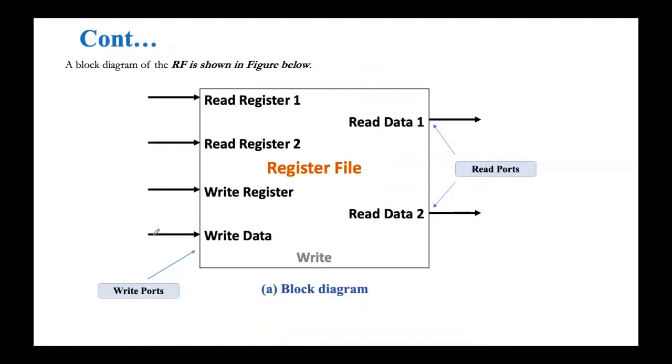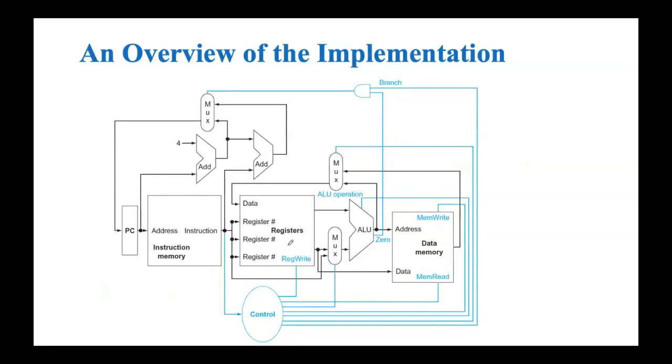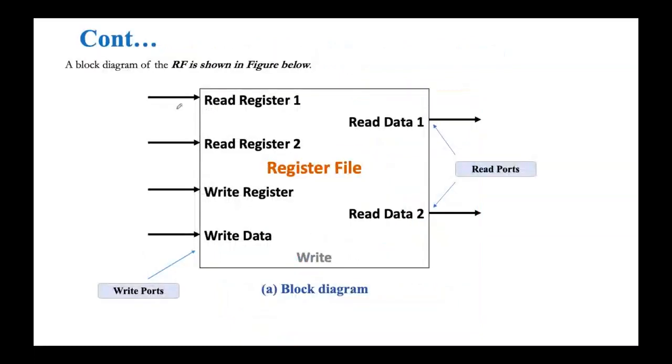Let me recall the basic operations that happen on the register component in the register file. The register file has 4 inputs and 2 outputs. What are the 4 inputs? These registers take parallel lines, that is, 32 bits for each register.